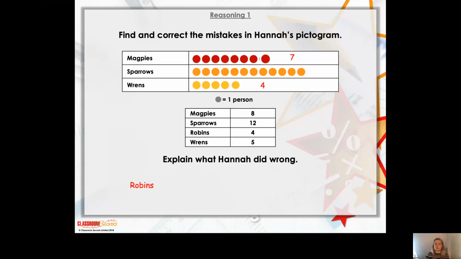Now 4 people saw robins. So how many circles are we going to need if 1 circle represents 1 robin? Yes, we're going to need 4, aren't we? Because 1 circle represents 1 person, and 4 multiplied by 1 equals 4. So let's add 4 circles, 3, 4, to represent the people that saw robins. So there we go. We have corrected Hannah's pictogram for her.